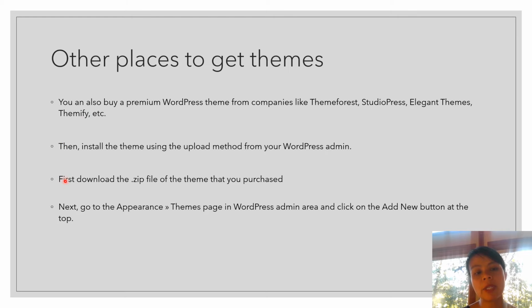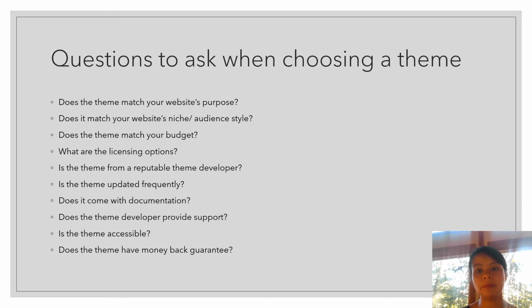So when you buy a theme from one of those above mentioned places, you can download the zip file of the theme that you just purchased. Then you go to the Appearance, Themes page in the WordPress admin area, and then you click the Add New button. Of course, this sounds a bit abstract here, so please go watch the video to see how to do this. What this PowerPoint is really about is how to choose a theme.